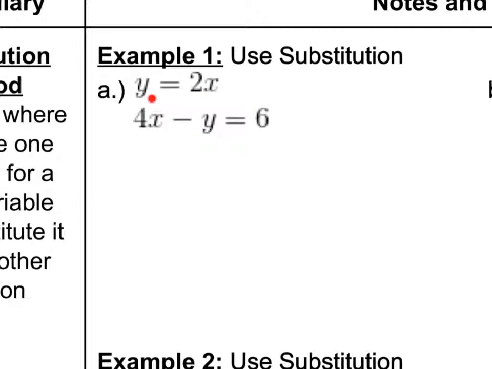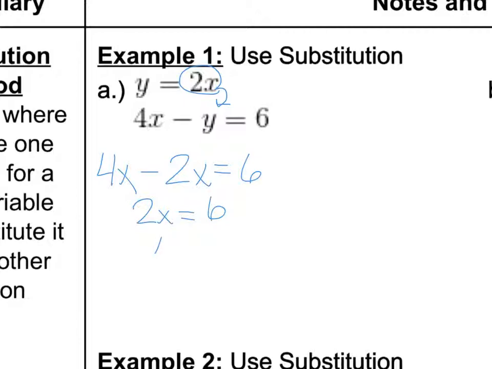These first couple examples are going to be nice, warm, and fuzzy. If y equals 2x, then we're just going to plug this in for y. So all we got to do is take this and substitute it in for y. Now we're going to have 4x minus 2x equals 6. We combine our like terms to get 2x equals 6, divided by 2, and x equals 3.